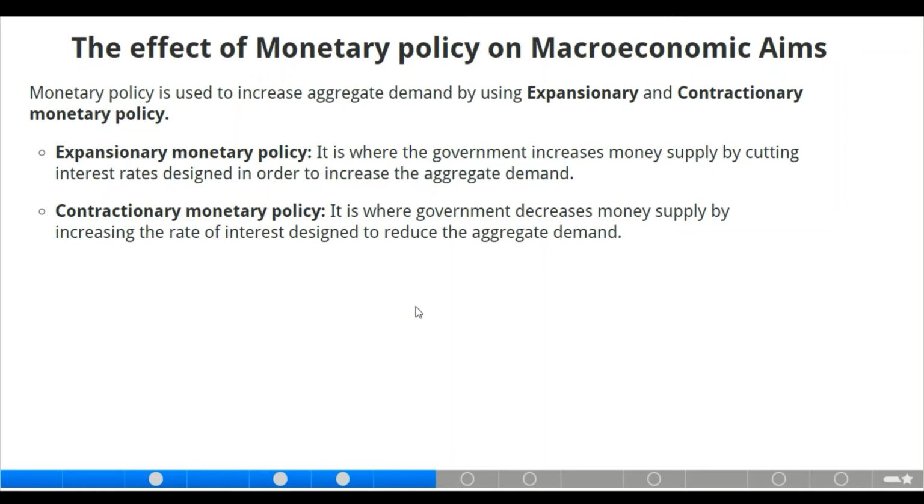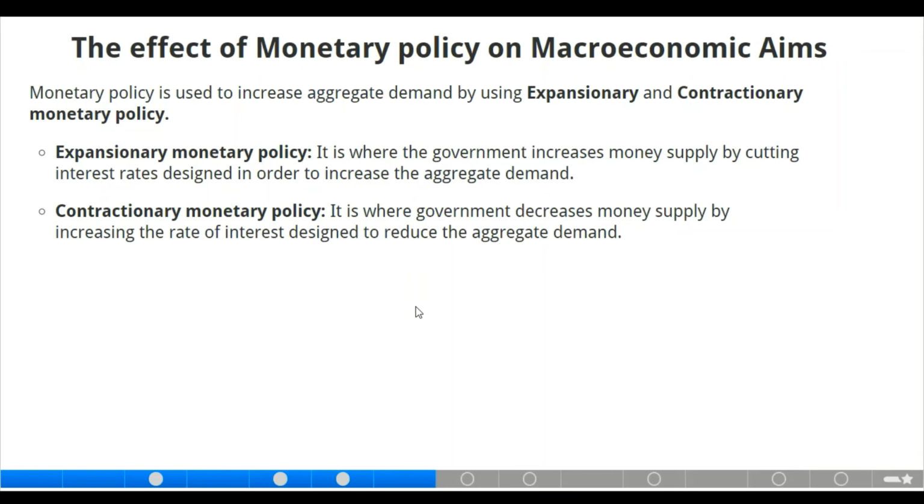Expansionary monetary policy is where the government increases the money supply, that is the money available within an economy, by cutting interest rates, designed to increase the aggregate demand. Remember when we have expansionary fiscal policy, what the government is cutting is just the tax, because we are dealing with taxes and spending in government fiscal policy.